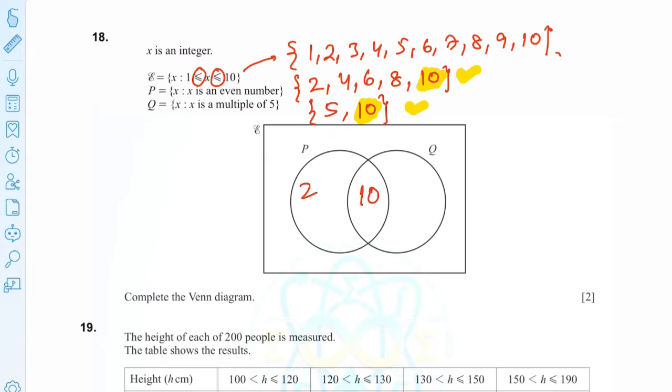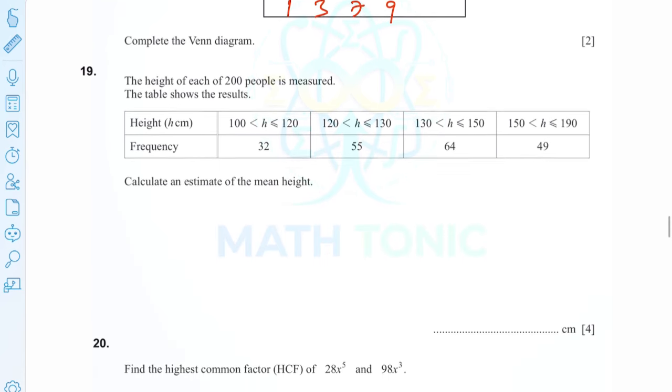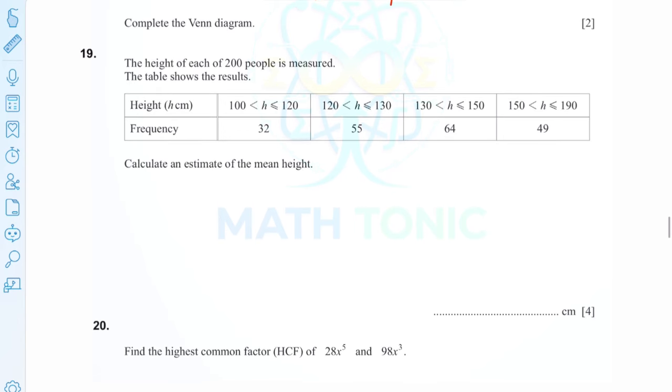In P, the left numbers are 2, 4, 6, 8, and here the number left is 5. And the other numbers stay outside, so it is 1, 3, 7 and 9. Got it, everyone? Okay. Next, the height of each of 200 people is measured.